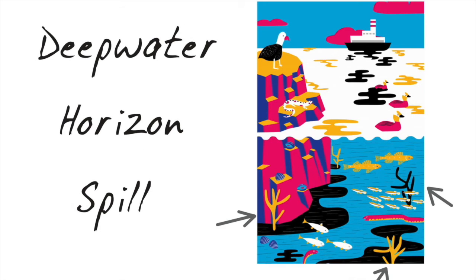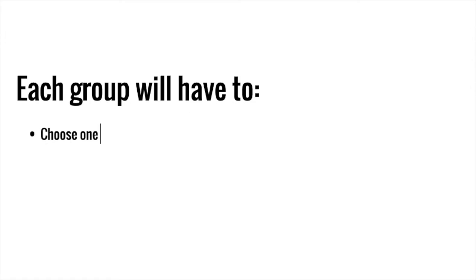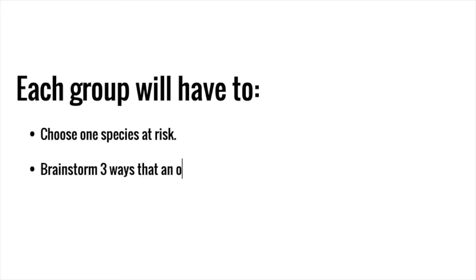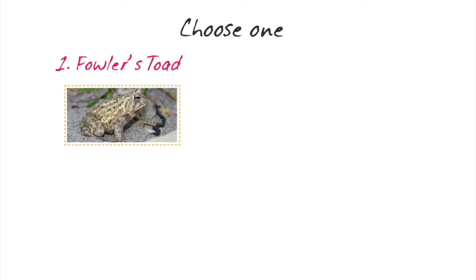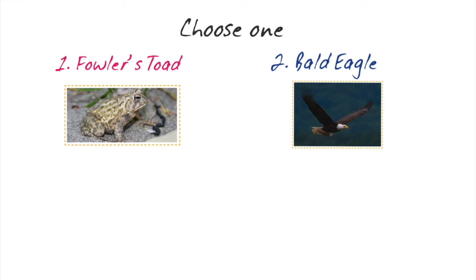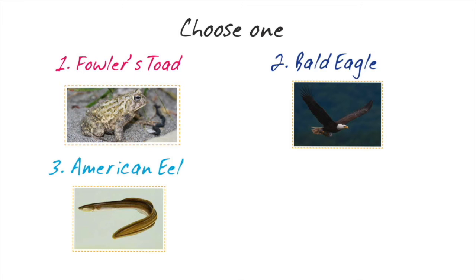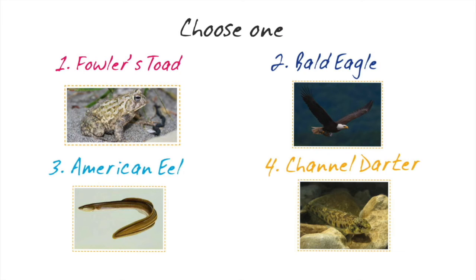The Deepwater Horizon spill had a terrifying impact on the plants and animals in the Gulf of Mexico. Each group will have to choose one of the species at risk and brainstorm 3 ways that an oil spill will directly impact that species. When designing your final cleanup method, you must ensure to take into consideration the species and ultimately what will help it to survive. You can choose one of the following: Fowler's toad, bald eagle, American eel, channel darter.